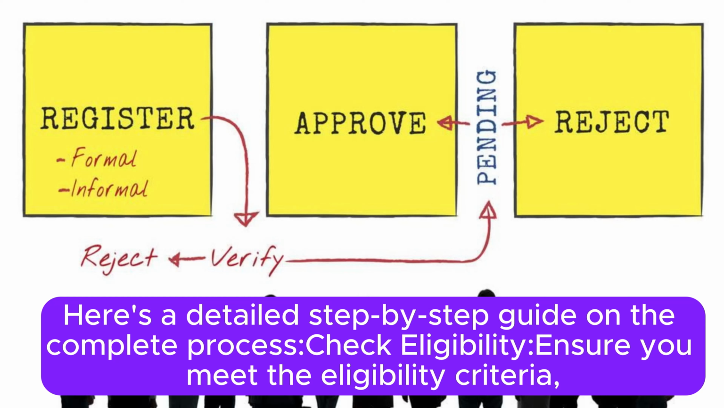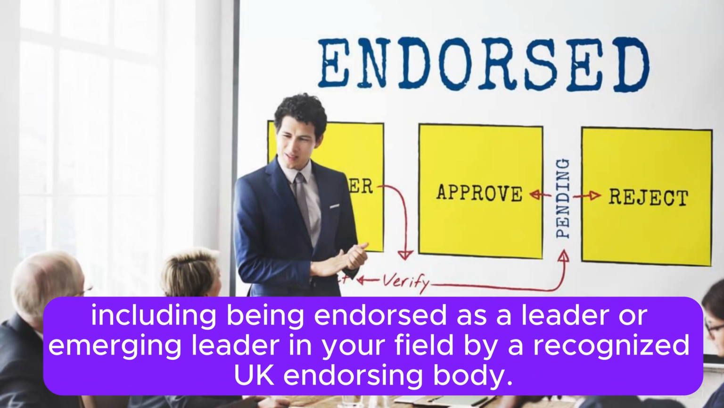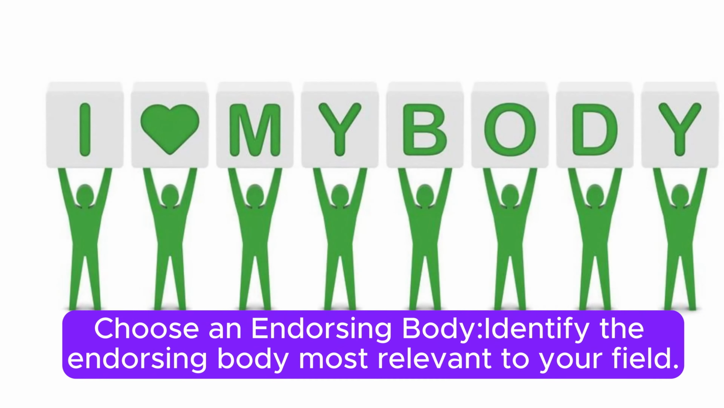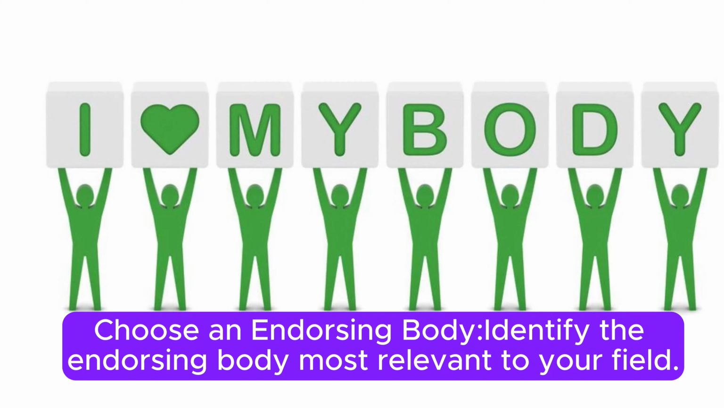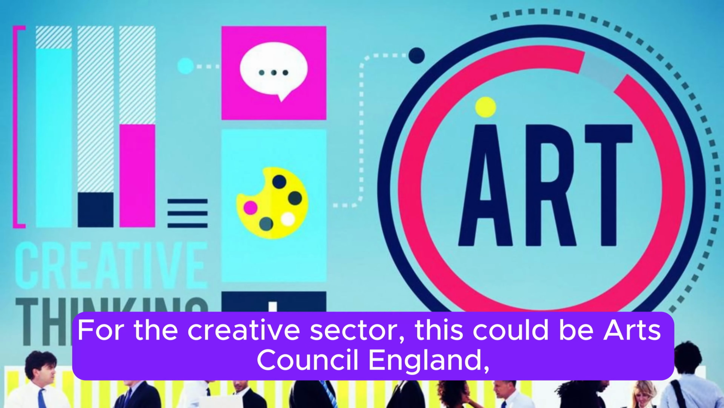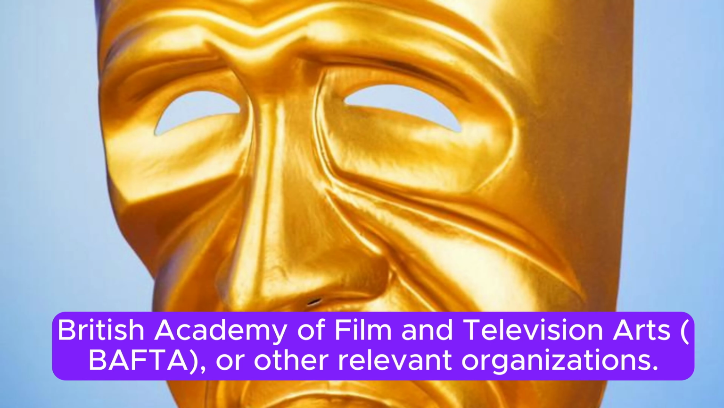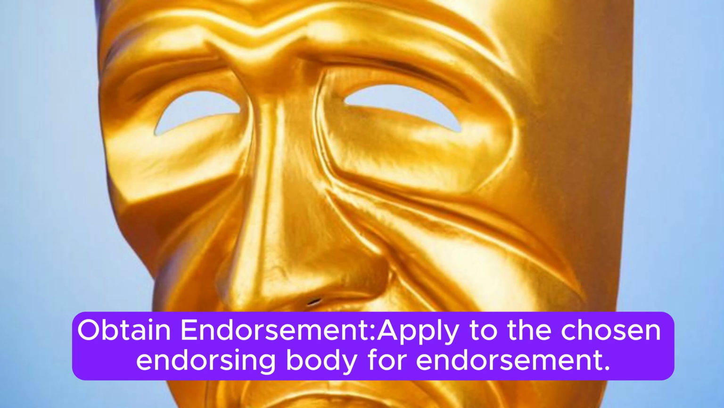Check eligibility. Ensure you meet the eligibility criteria, including being endorsed as a leader or emerging leader in your field by a recognized UK endorsing body. Choose an endorsing body. Identify the endorsing body most relevant to your field. For the creative sector, this could be Arts Council England, British Academy of Film and Television Arts BAFTA, or other relevant organizations.